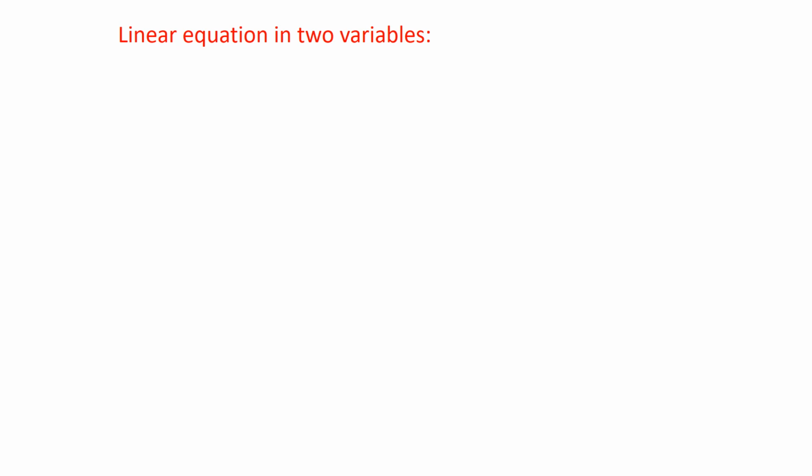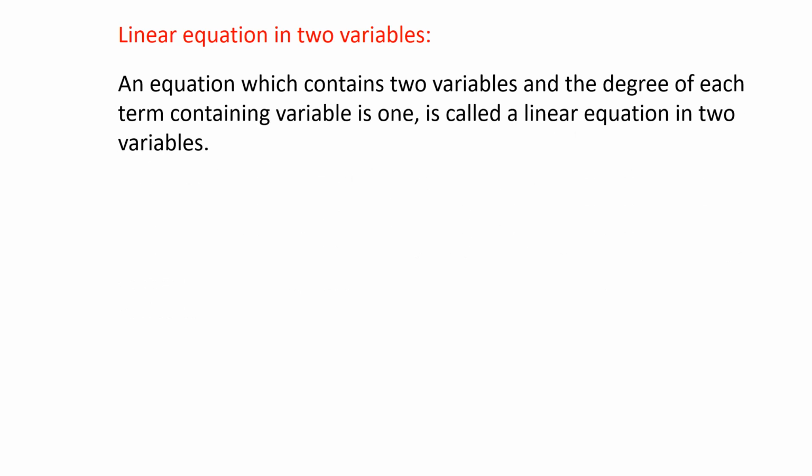First of all, the meaning of linear equation in two variables. When the equation contains two variables and the degree of each variable is 1, then and only then the equation is called a linear equation in two variables. We have studied in polynomials that whenever the degree of the polynomial is 1, that is called a linear polynomial. The same concept is used here. Only in case of polynomial we don't write equal to 0. When we write equal to 0, it becomes an equation.